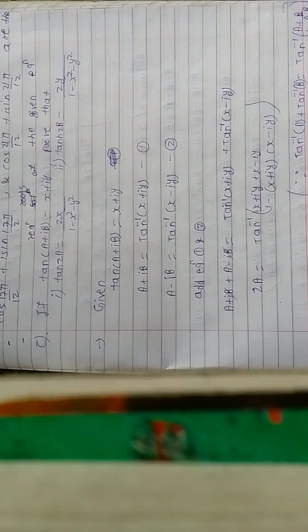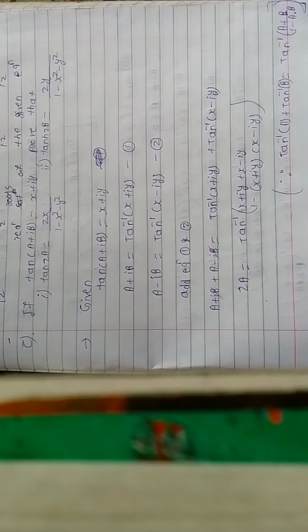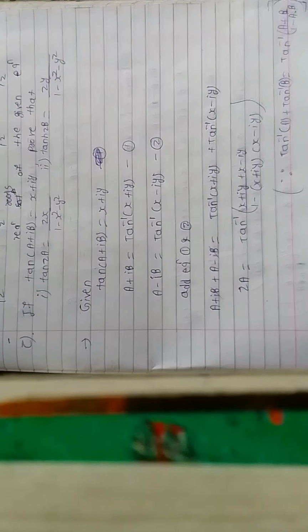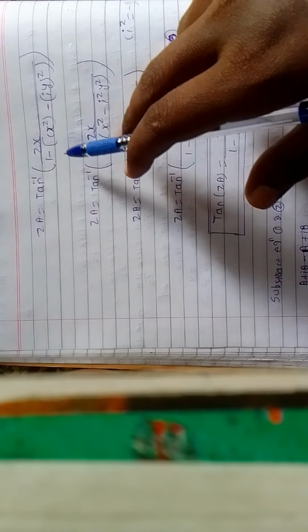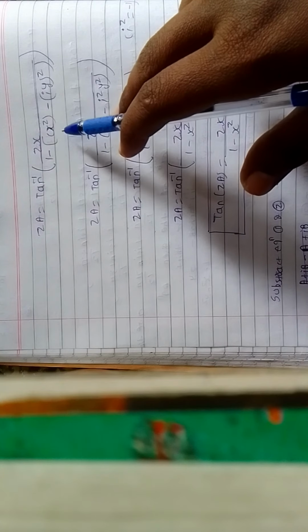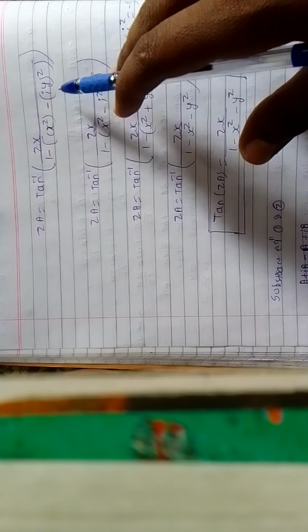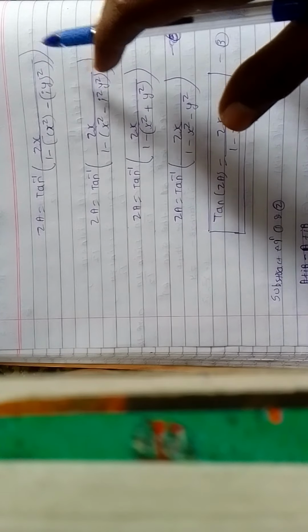हमने यहाँ पर ये वाला फार्मूला यूज़ किया है. फार्मूला कौन सा था? tan inverse of a plus tan inverse of b is equal to tan inverse of in bracket a plus b upon 1 minus a into b. ये वाला फार्मूला हमने यहाँ पर यूज़ किया है. 2a is equal to tan inverse of 2x upon 1 minus in bracket x square bracket close minus in bracket of iy bracket close whole square bracket close big bracket close.